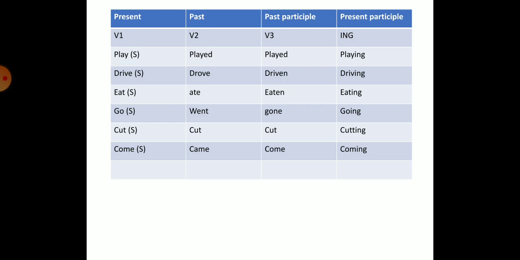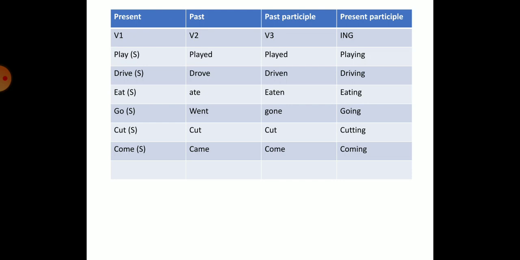Let's take a look at the next one, drive or drives. The past tense is drove, the past participle this time is a little bit different, driven, and the present participle is driving. The next one now, eat, eats, past is ate, past participle eaten, present participle eating. The next one now, go, goes, past will be a totally different one, went, the past participle gone, and the present participle once again ending with ing, going.